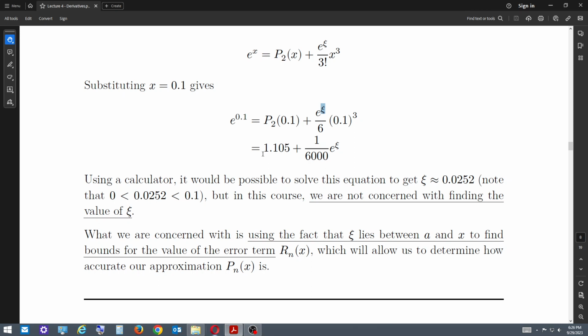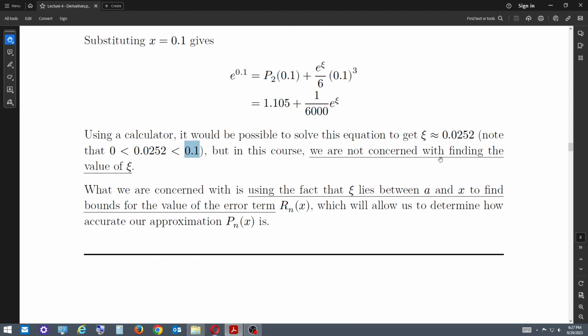Now suppose I were to use a calculator, I could solve this equation, because xe is the only unknown. I could solve this equation and get a value for xe. Don't worry about this value. We're not going to do this when we're actually working with problems. Just note here though that this value that we could get if we solve the equation does lie in the interval that Taylor's theorem says it should lie in. It should lie between a and x, and it does. Like I said, we are not concerned with finding the value. This was just an example to show you that it could be found if you use a calculator.